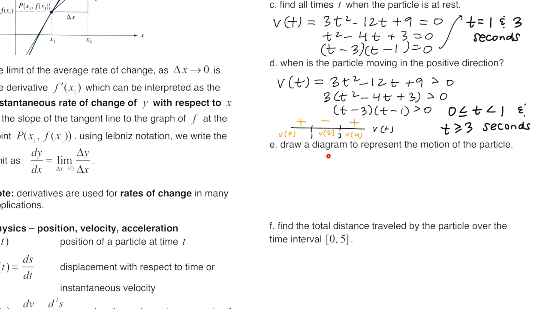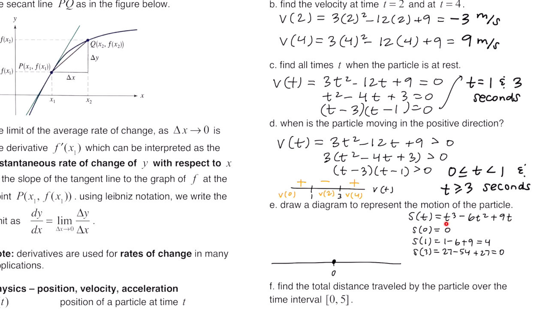Part E says to draw a diagram to represent the motion of the particle. So I rewrote the position function for reference, and what I did is I plugged in 0 for t. So I wanted to find the position when time was 0, and you get position is 0. When you plug in 1 second, the position is 4. When you plug in 3 seconds, the position was 0 again. The next thing I want to note is the particle is moving in the positive direction from 0 to 1. Then it's going in the negative direction from 1 to 3 seconds.